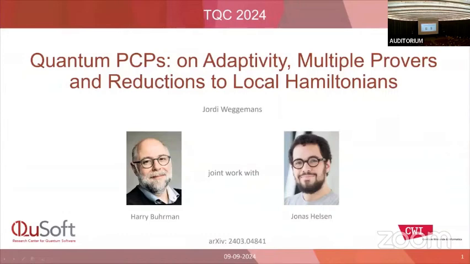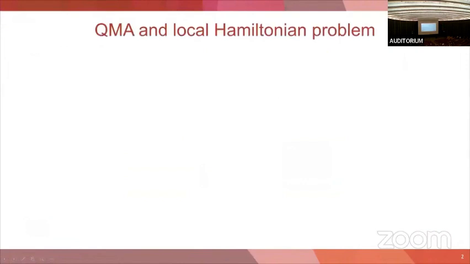This is based on joint work together with Harry Buhrman, now at Continuum, and Jonas Helsen at CWI. And it will be useful first to set the stage a bit and recap the definitions of QMA and the local Hamiltonian problem, even though you might have heard them 1,000 times.